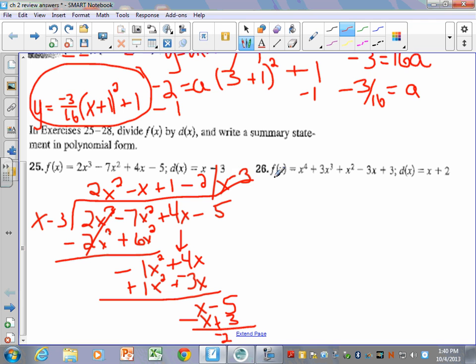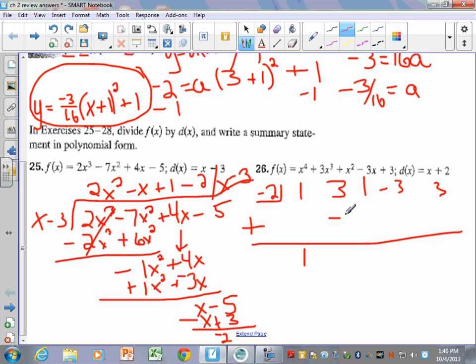26. Let me just work that. I'm going to do synthetic division on this one. I would divide by negative 2, 1, 3, 1, negative 3, 3. If I bring that down, I would have negative 2, add and have 1, and then that's going to be negative 2, and then negative 1, and then 2, and then negative 1. And then they're all 1s. And then 2, and oh, that's not negative 1 at the end. 5. It was so close to being all 1s.